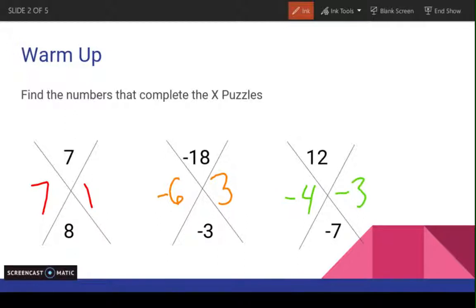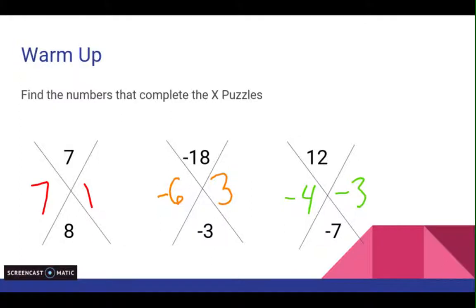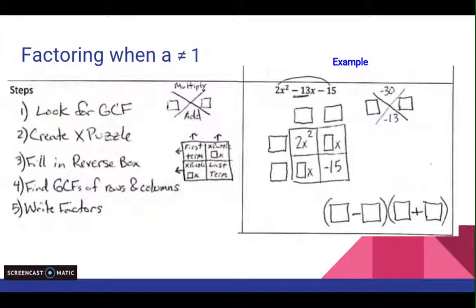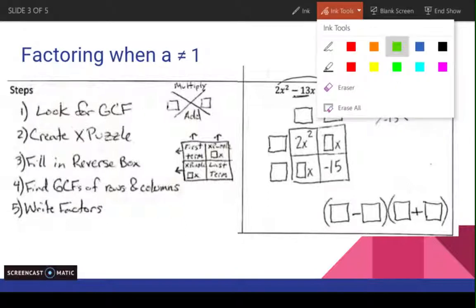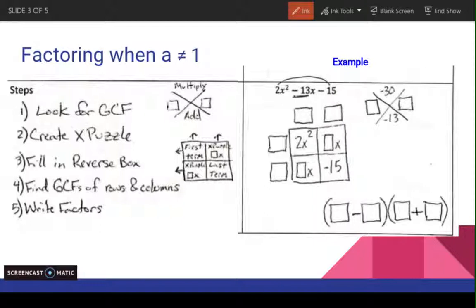All right, so now that we've done a couple warm-ups, let's look at some steps for factoring when a is not equal to 1. I'm going to go through the steps as I go through the example so we can see how these steps apply to a specific example here. First thing first, we've got to look for a GCF. In our polynomial 2x squared minus 13x minus 15, there is nothing that all three terms have in common. So we move on to the second step, create our X-puzzle.